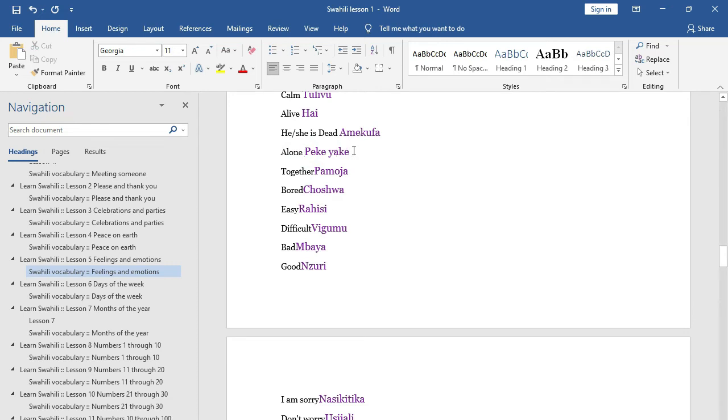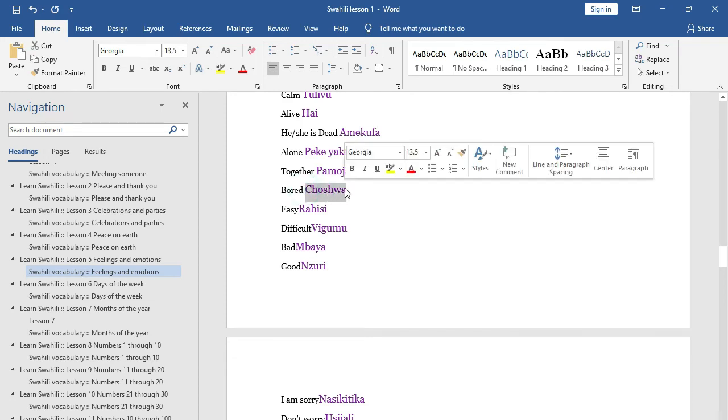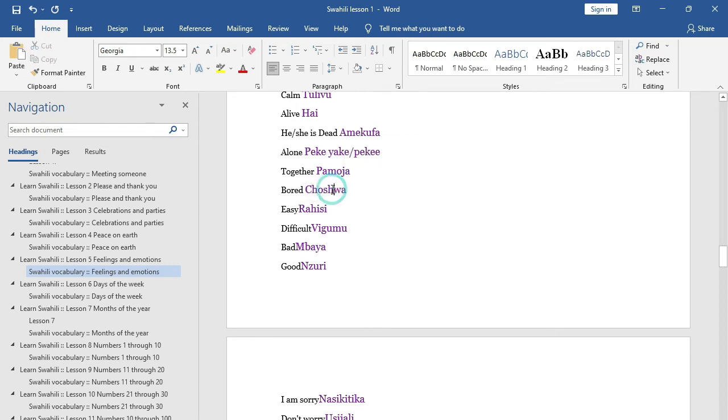The next word is alone. Swahili is pekee, or peke yake. The next word is together. Together in Swahili is pamoja. The next word is bored. Swahili is choshwa. Remember there is an H here, sh. That's why there is sh, choshwa.